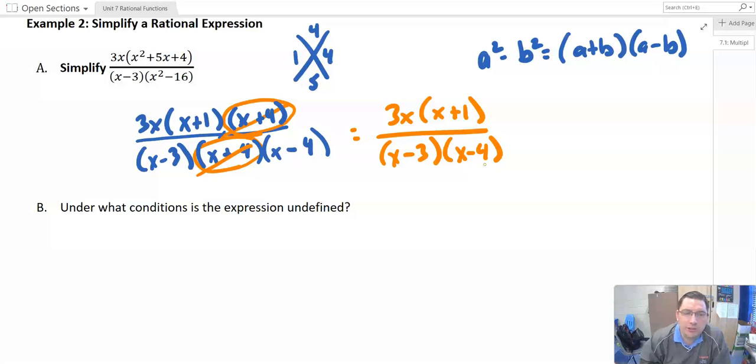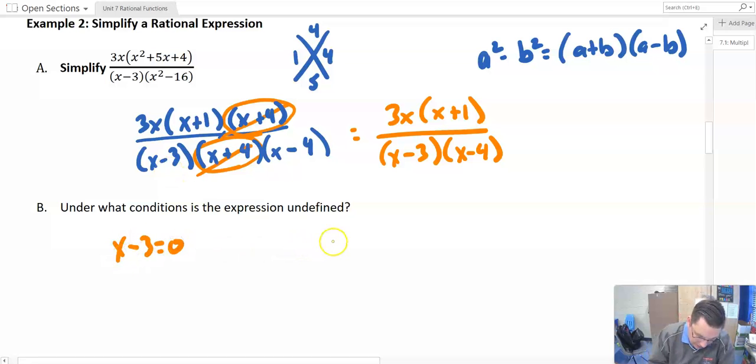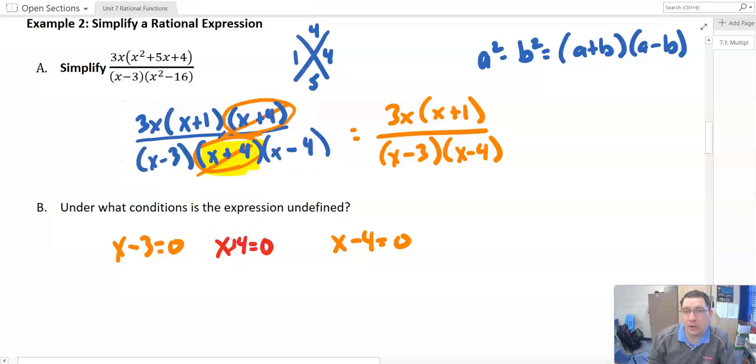Now, part B, under what conditions is this expression undefined? Well, remember we talked about in the previous problem that it's undefined for anything in the denominator that's going to make it equal to 0. But that is actually before we cancel anything. So, yes, it's going to be this x minus 3 is equal to 0, and this x minus 4 is equal to 0. But it's also going to include this piece here, because it's a part of the original problem, and it's a part of the domain of this problem. And so we've got to have the x plus 4 equals 0 as well.